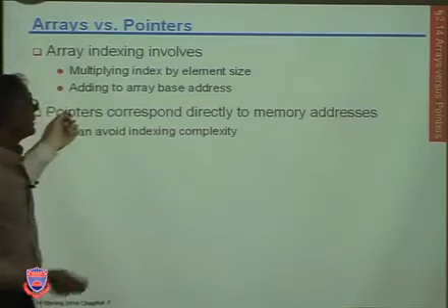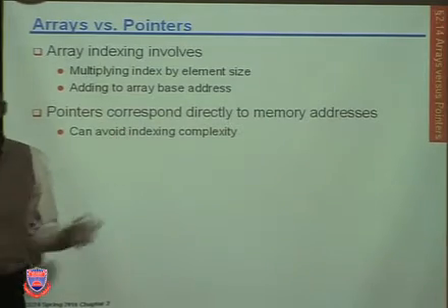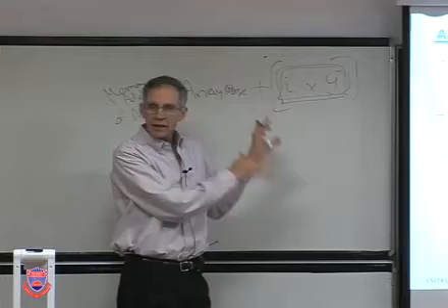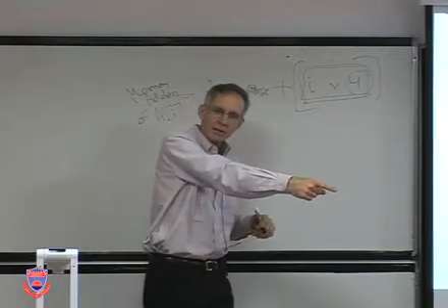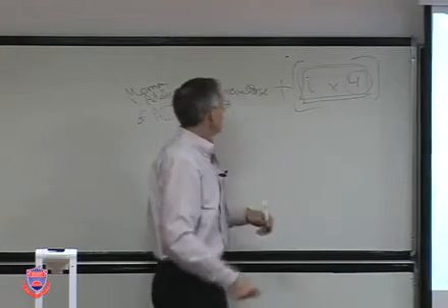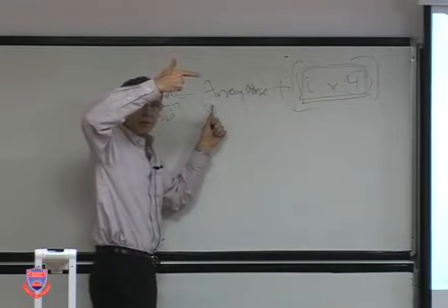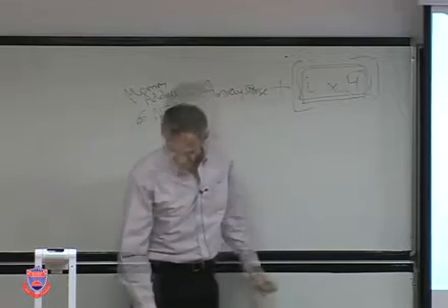And with pointers, they correspond directly to a memory address. So you can avoid the whole indexing business if you use pointers. So that's the review. Does everybody know that information already? I hope. But it's good to review it. So pointers point directly to the thing you want. Arrays use a base address of the beginning of the thing you want, and the item you want, you have to calculate it by this method.